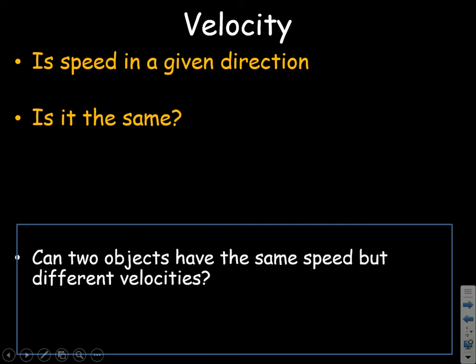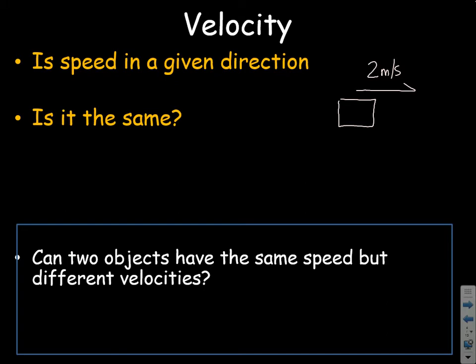And the easiest way to think of this is using the example I've got at the bottom. So, can 2 objects have the same speed but different velocities? Well, let's think about that. So we have an object, so I'll just represent this as a rectangle. So this object having a speed. So let's imagine that this is moving in this direction at 2 meters per second. So that is its speed, 2 meters per second. And its velocity is 2 meters per second to the right.